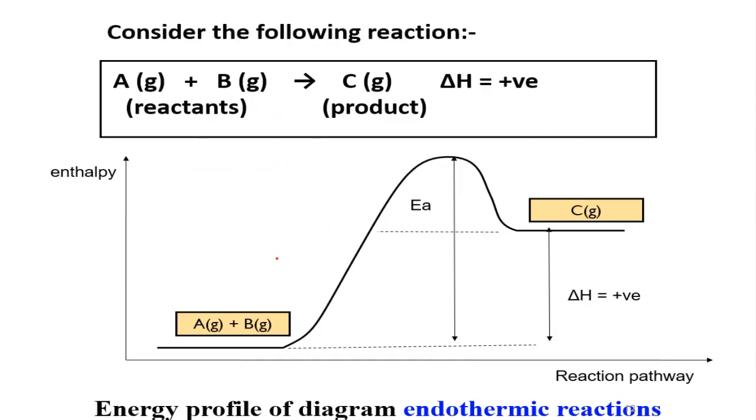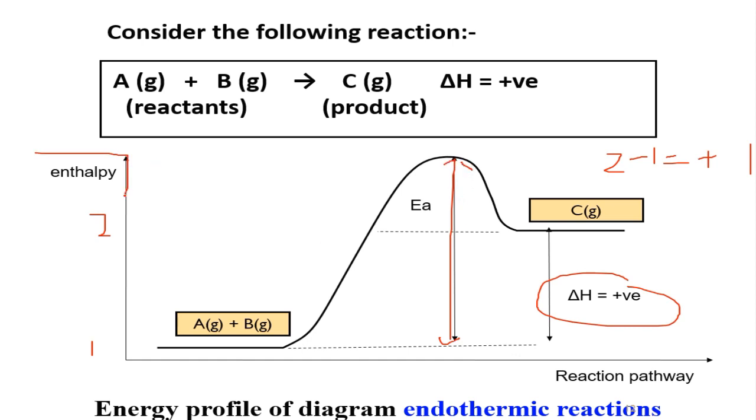Endothermic. The energy profile diagram for endothermic. Okay, so here you can put assumption 1, 2. Now 2 minus 1. 2 minus 1 equal to positive 1. Okay, so the enthalpy is with positive value. And then from the top until the reactant is the activation energy. Don't forget the y-axis over here is enthalpy, and the x-axis is reaction pathway.